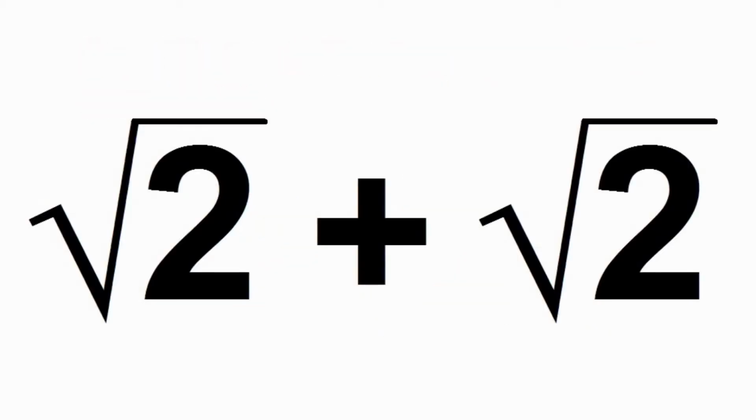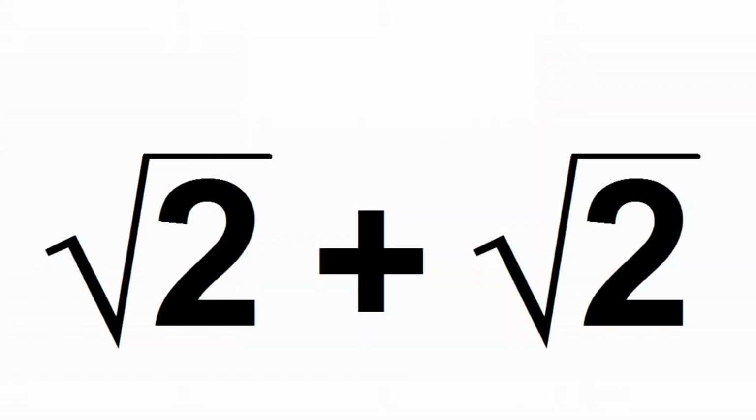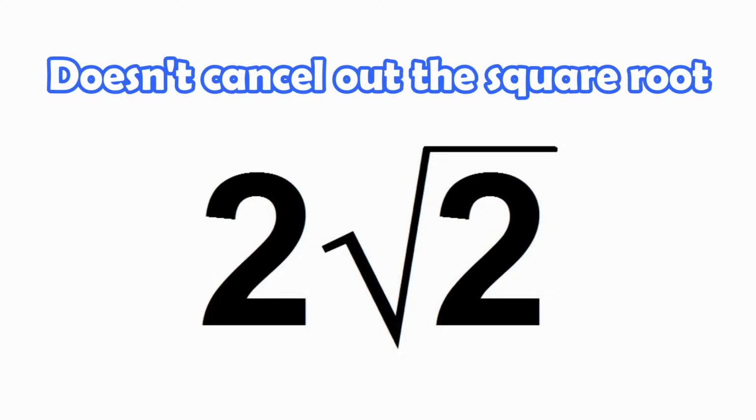Note that adding 2 square roots together doesn't cancel out the root function the way multiplying does. The square root of 2 multiplied by itself would cancel out the radical symbol, because it would essentially square the square root. Adding square roots won't do that.